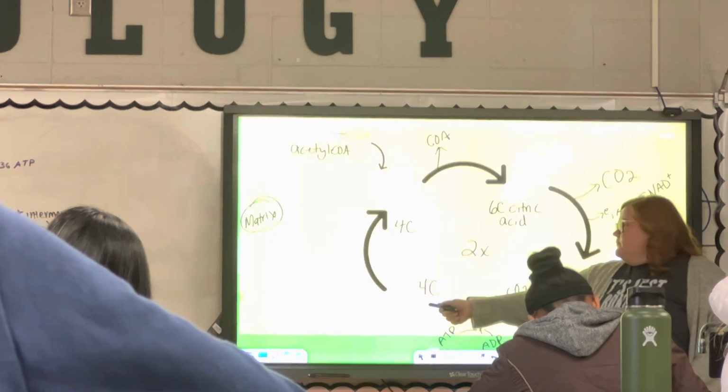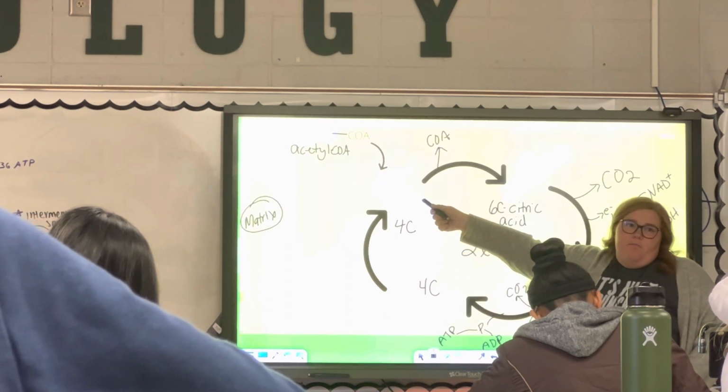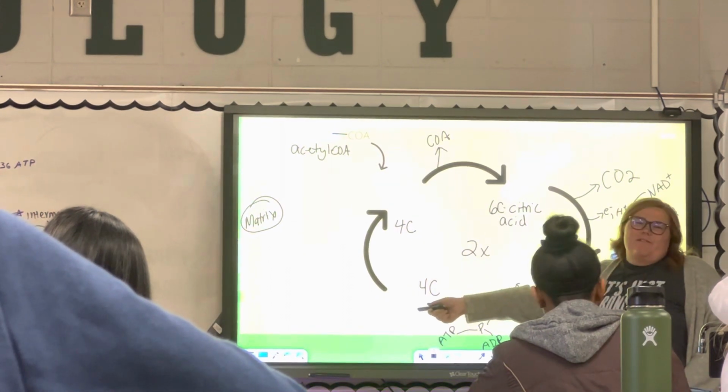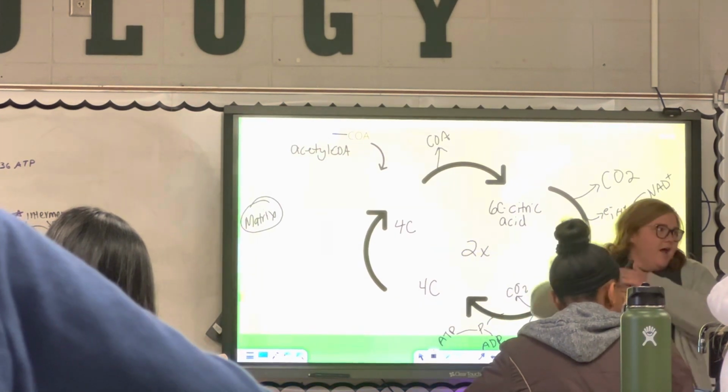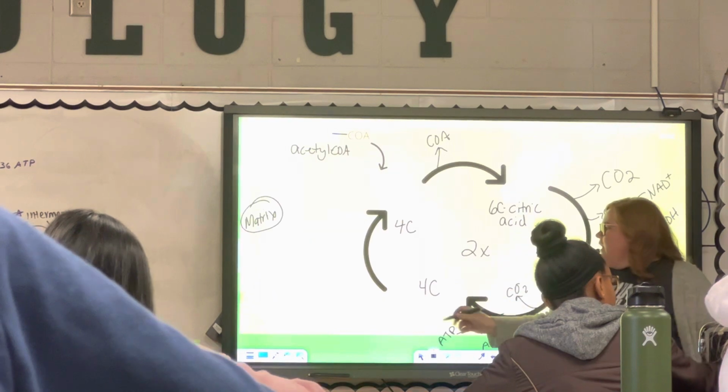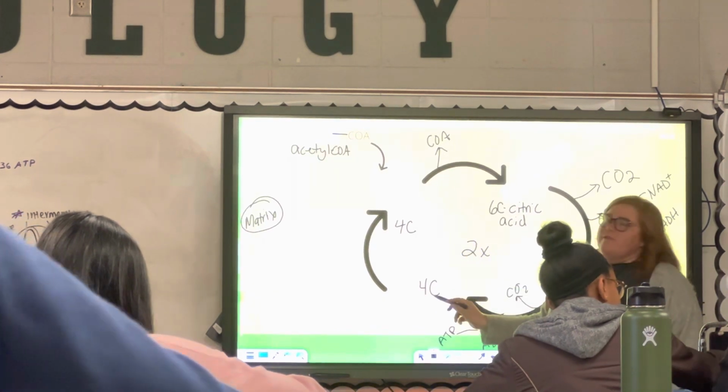This one and that one are not the same. This one, I think its name is technically like fumarate or something. And this is oxaloacetate. Not the same molecule. Okay, so are we losing any carbons in the process?